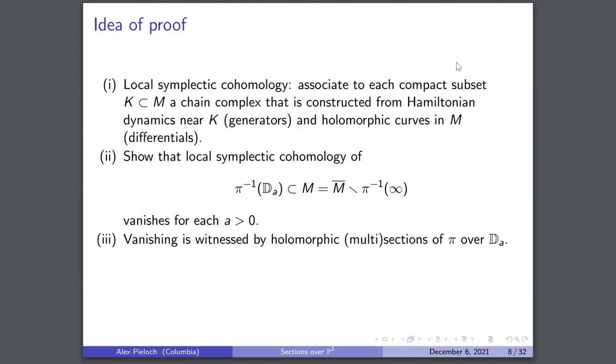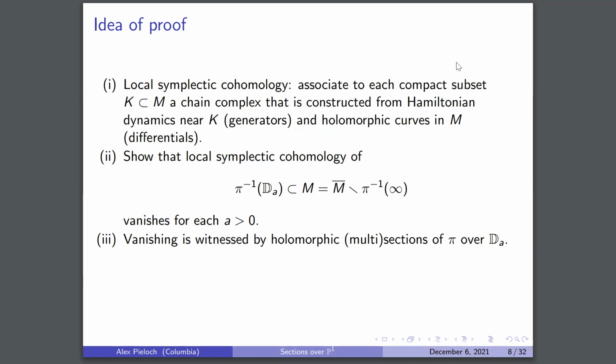Okay, so now, the fact that these chain complexes were constructed using holomorphic curves inside of our symplectic manifold, you can use this to actually show that this vanishing of the group over the inverse image of a disk of radius A is witnessed by a holomorphic multisection over the disk of radius A. So we don't get a section quite over the total space over P1, but we get one on every single finite radius disk inside of P1. Okay, so this isn't quite what we want.